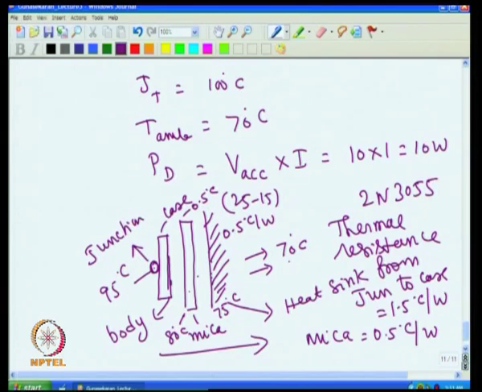Then from the mica, the heat has to go to the heat sink, and this fellow will be sitting at 75 degree and the ambient is 70 degree. So, we have to decide on the heat sink depending upon the junction level that we need. I will discuss more about this in the next class.